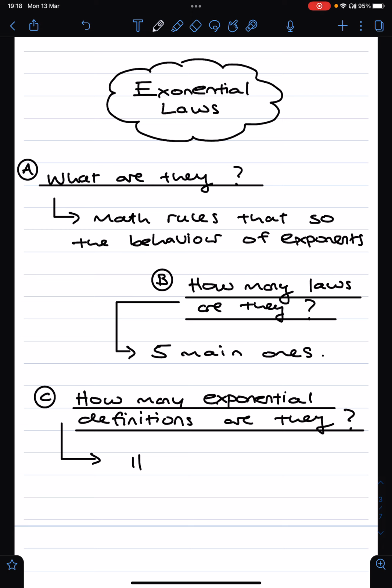On top of laws, we also have exponential definitions, which sort of add more information to the laws, and they couple the laws quite well. To which we have approximately 11 definitions. Okay, let's go a little bit away from the theory and start using the application. Let's unpack exactly what exponential laws are, what exponential definitions are, and their corresponding examples. So let's start with the exponential laws.